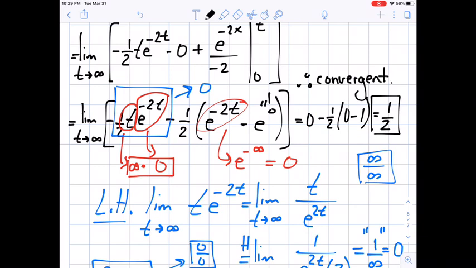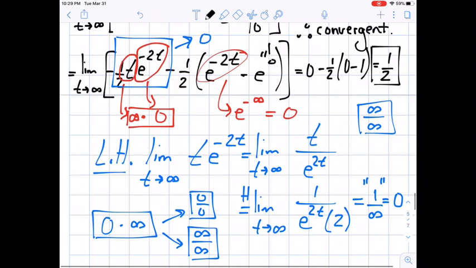And that's it. Another type 1 improper integral. Next time we'll take a look at type 2.